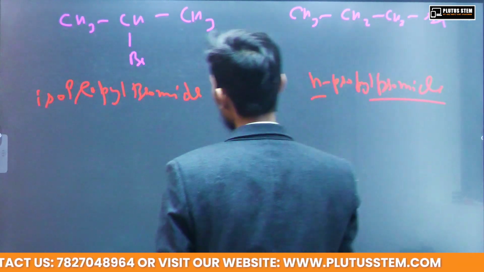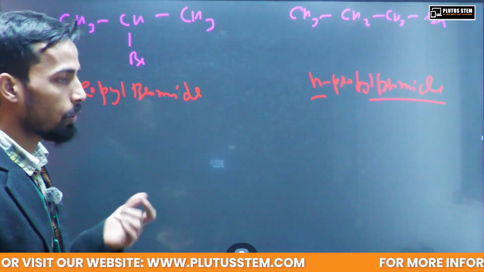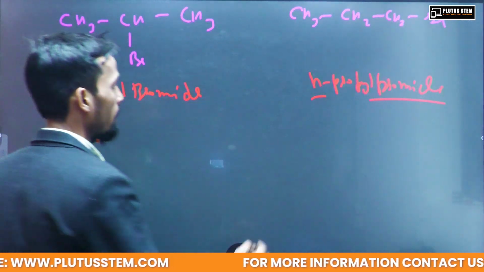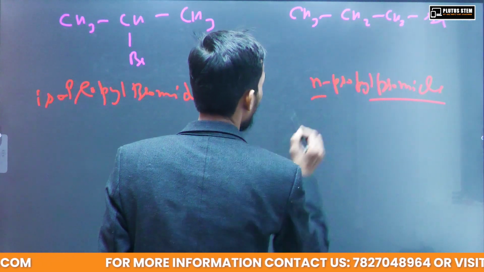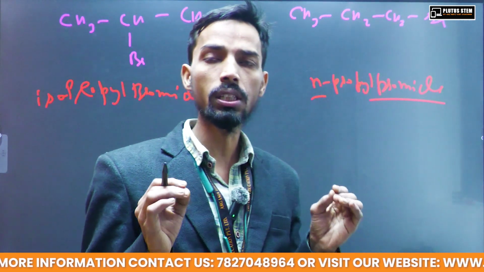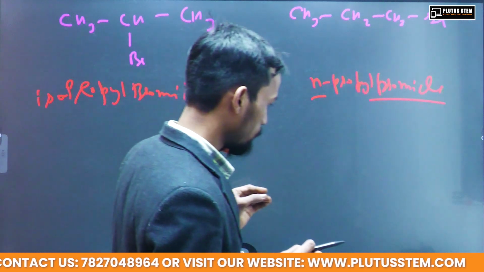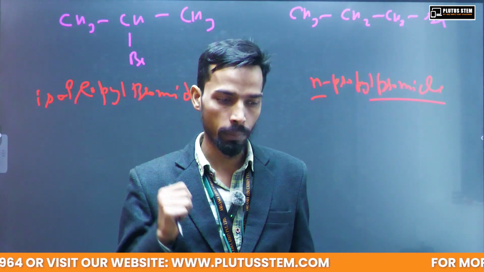Why are we writing n? Because there is another possibility. Now two possibilities are there. One is iso, another is normal. So that's why we are writing n over here. Normal propyl bromide, and any halogen can be attached over here. So this is the general thing. We can see any halide, any propyl halide is going to have two isomers.